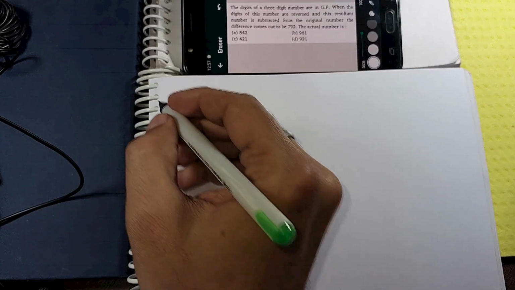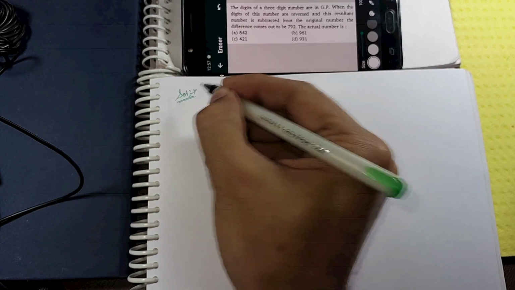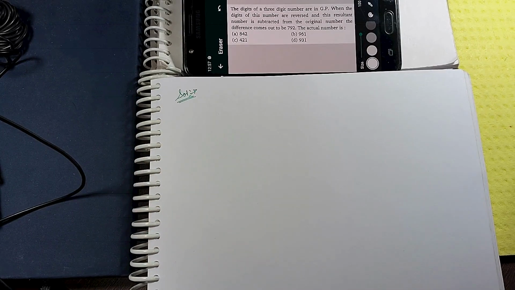Now the digits of a 3-digit number are in GP. So we have been given that the 3 digits of a 3-digit number are in GP, that is, geometric progression. That means the ratio of the digits would be the same. Now when the digits of this number are reversed and the resultant number is subtracted from the original number, the difference comes out to be 792. So we have been given 2 conditions, and we need to find the actual number.